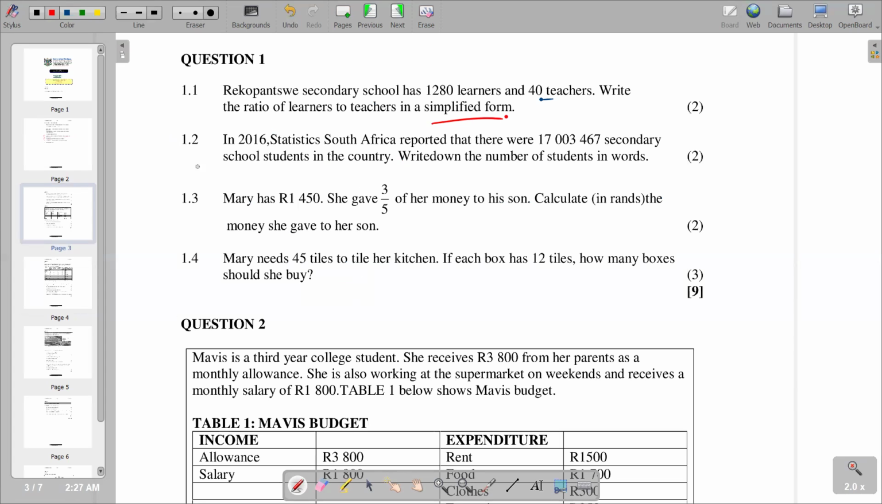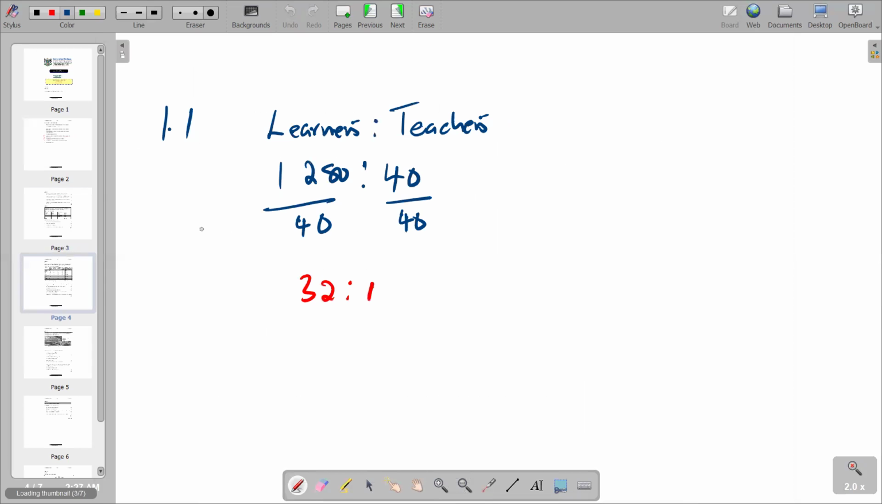Moving on to the second part of our question, which is 1.2. In 2016, Statistics South Africa reported that there were 17,003,467 secondary school students in the country. Write down the number of students in words. So obviously, we want to present the 17,003,467 in words. So basically, we have 1.2.